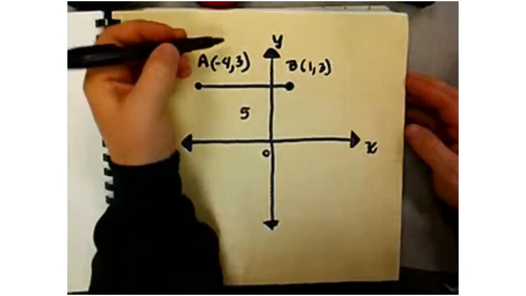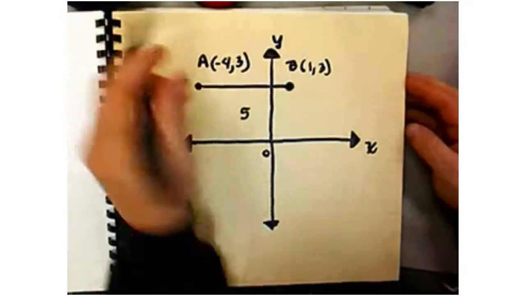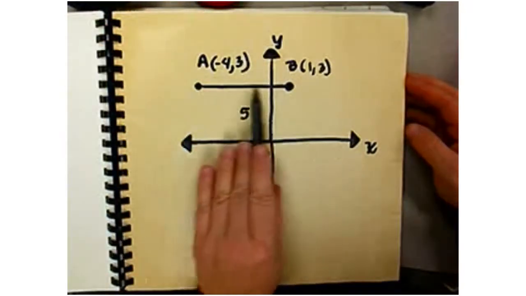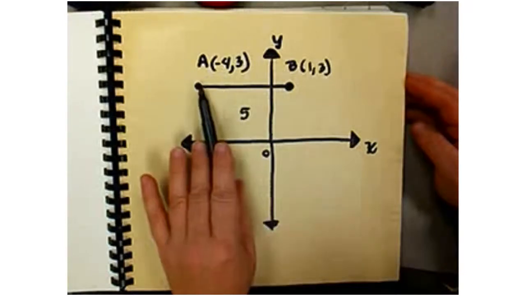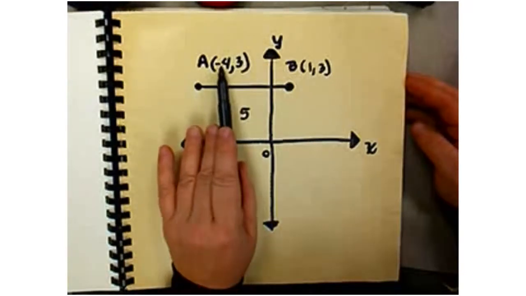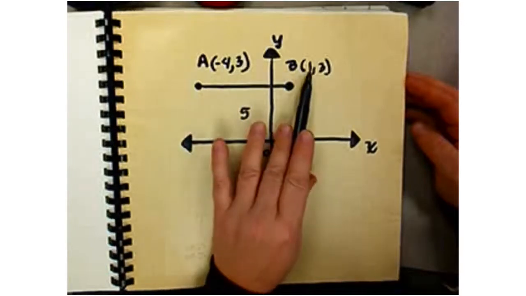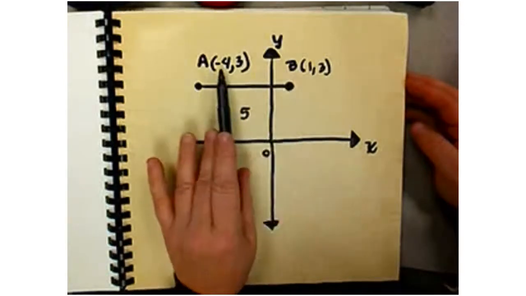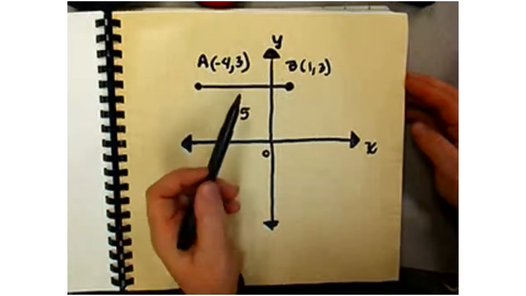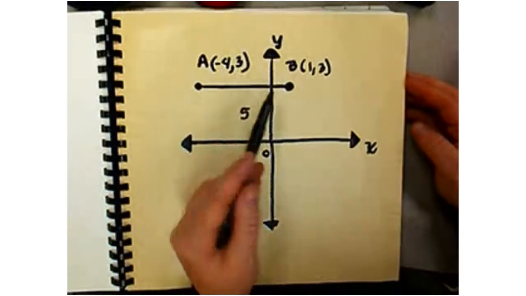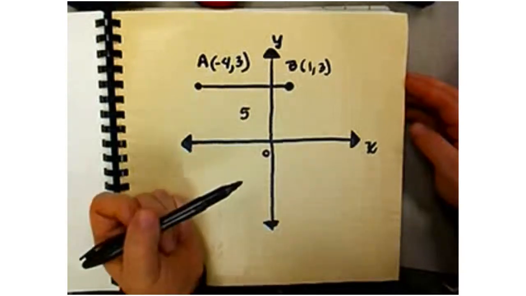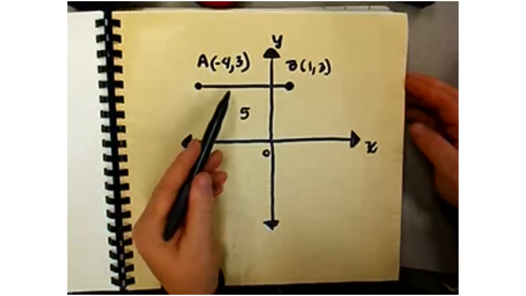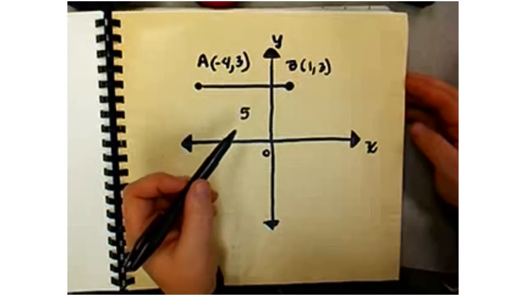We could also figure it out based upon the coordinates. Because this is a horizontal line, it's having to deal with the x coordinates. So we could find the difference between -4 and +1. -4 minus 1 is -5, and the absolute value of -5 is 5. So there's 5 units between those 2 points. We could either count them by hand or do the math.